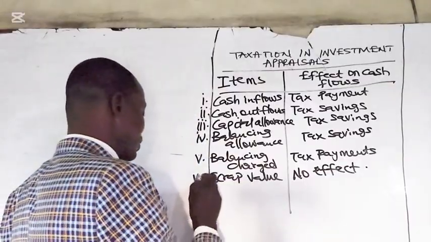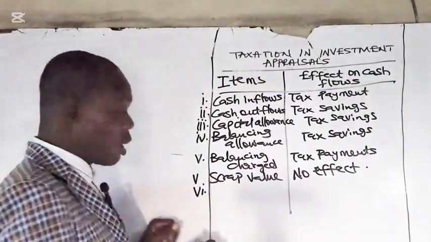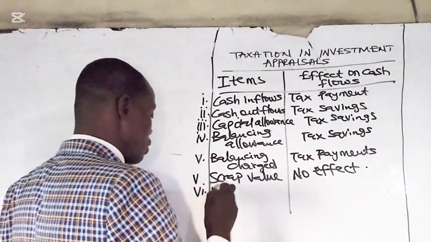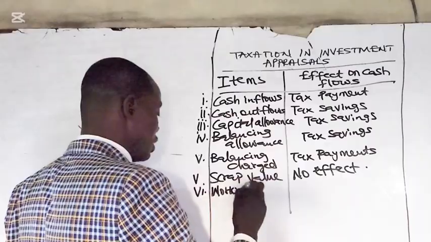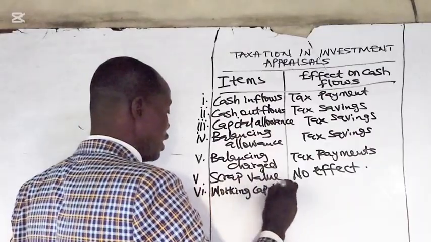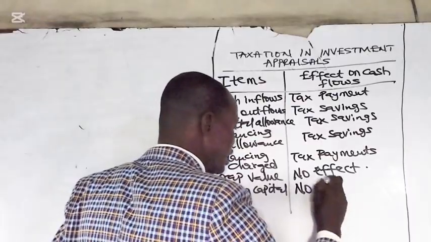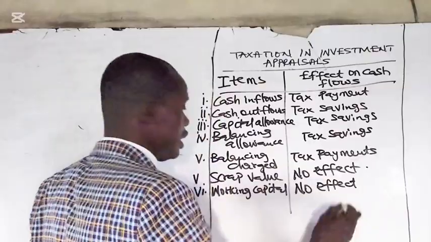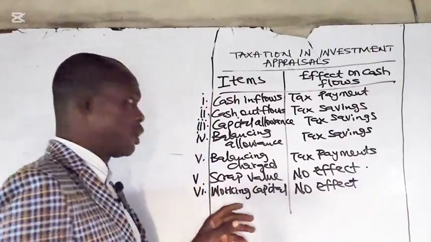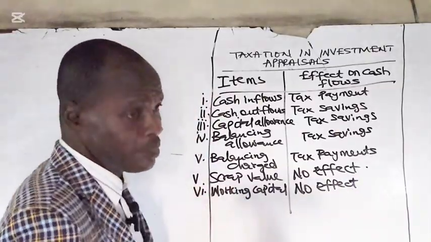Number 6, we have working capital. Working capital does not have an effect on tax as well. No effect on taxation.